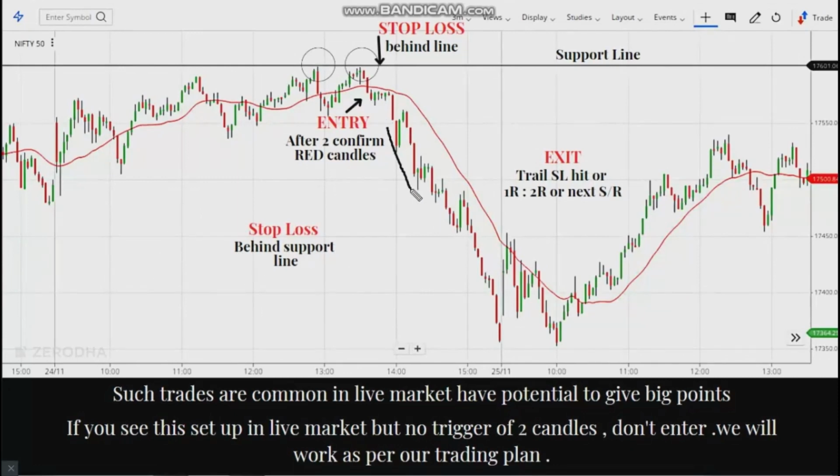How do I do this trade? I trail my stop loss, and unless it is hit, I keep on going. I don't stop.